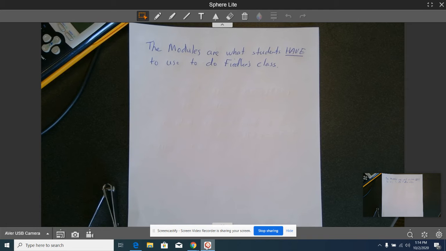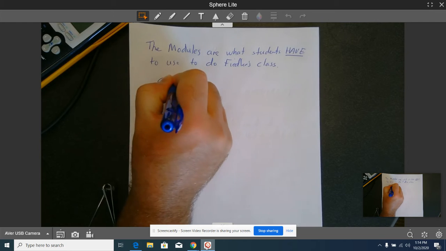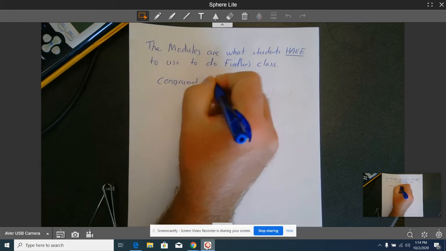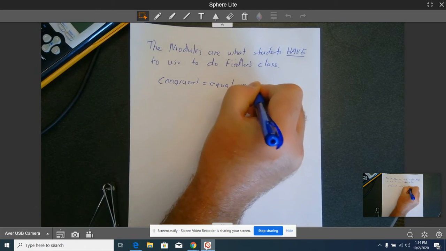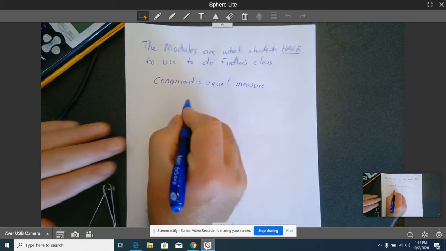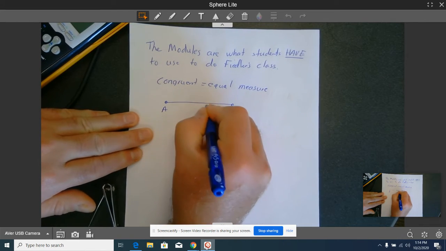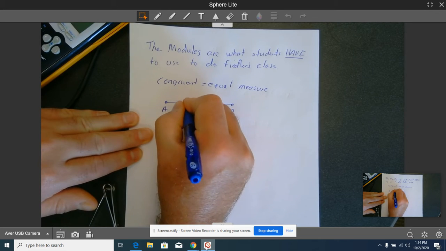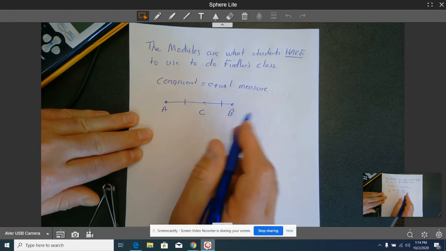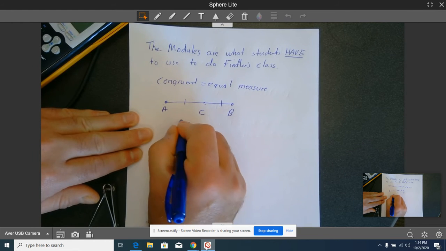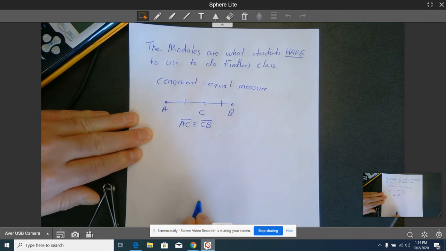Question 2, what does congruent mean? Congruent means equal measure. So I can say, for example, let's say we have a segment, and this is A, this is B, and this is C. And let's say I'm given this. These are called tick marks. And when you put tick marks, you're telling that these two distances are the same. So I could say that segment AC is congruent to segment CB, which means that they have the same measure.